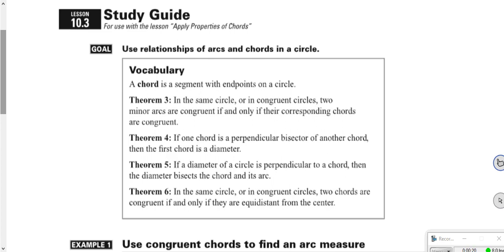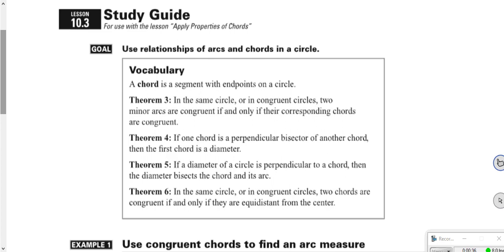If you remember, a chord is a segment with endpoints on a circle. It's a segment that's going kind of through a circle. It's inside a circle, but the endpoints lie on the edge of the circle. And then we've got 4 new theorems here.